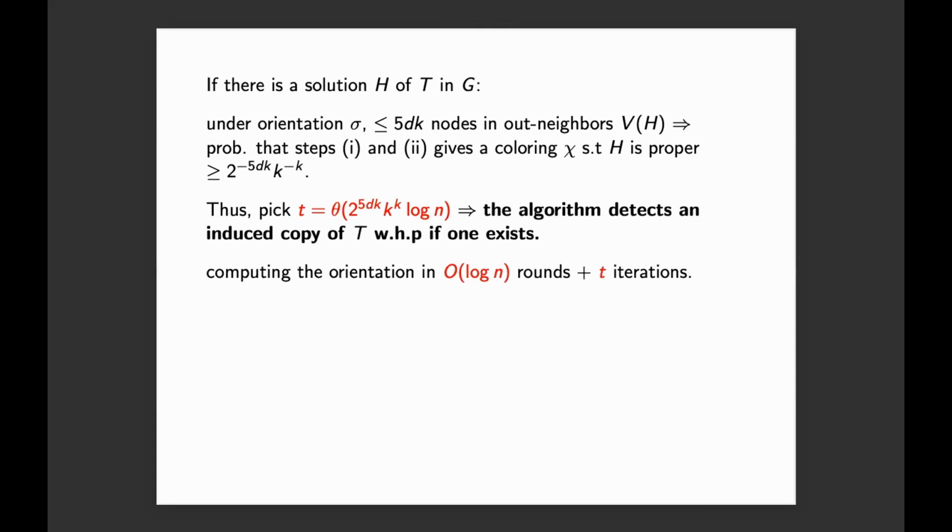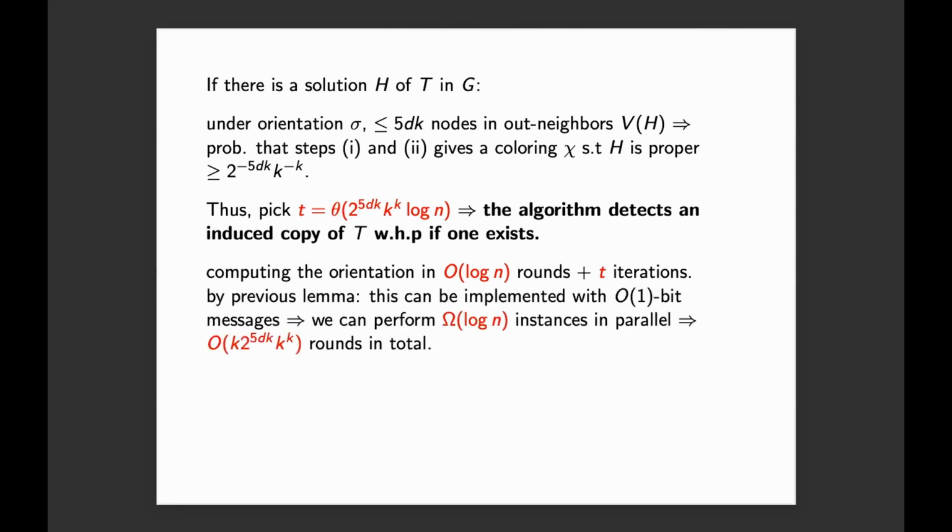So in the case of running time, since we need log n rounds to compute the orientation, and also we iterate the steps for T times, we have T plus log n, but we can get rid of the factor log n by the art of parameterization. So at the end, we get 2 to the 5dk times k times k to the k in total. But recall that this algorithm is still randomized.